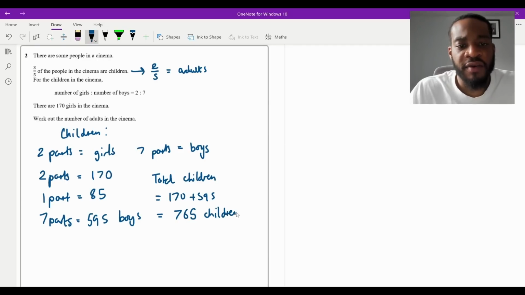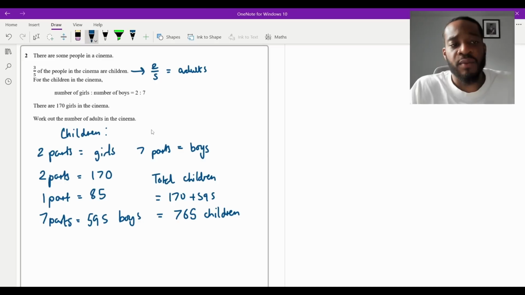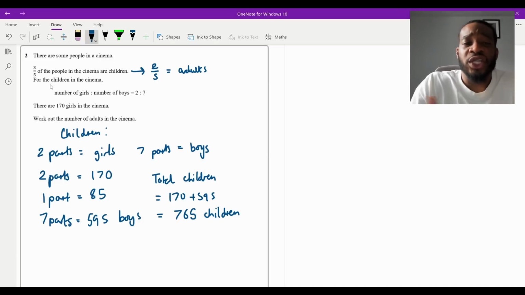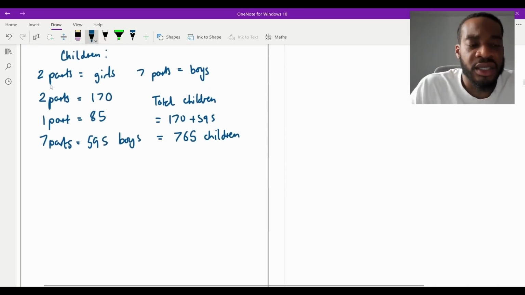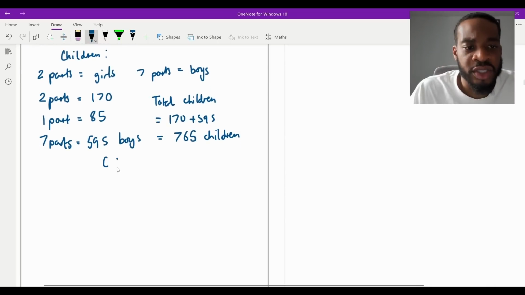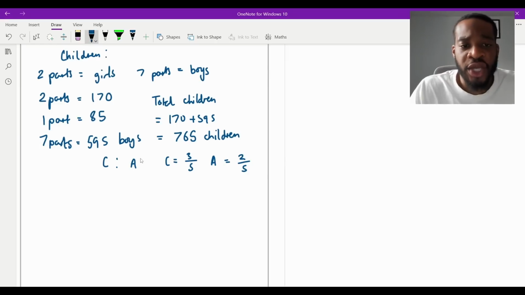Now, what are we trying to figure out? The number of adults in the cinema. So we have to go back to that fraction there. Remember, 3/5 of the people in the cinema are children, 2/5 are adults. You can actually express that as a ratio as well, can't you? Remember, fractions are ratios, they're equivalent, right? So for children to adults, we know that the children was 3/5 and the adults was 2/5. Remember, out of 5 is the total. 3 is the amount of parts if we think about it. So children to adults must be in the ratio of 3:2.